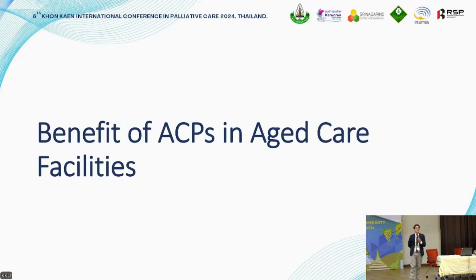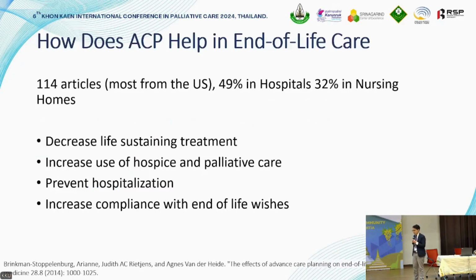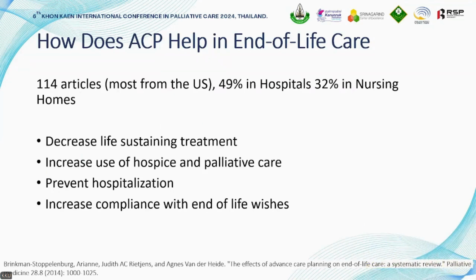Let's address the first topic, which is what's the benefit of doing advanced care planning in aged care facilities. I think Dr. Khon will be talking about this more in the next talk, so I won't be going too much into it. But in general, there are 4 benefits that literature tells us that ACP can do in taking care of somebody at the end of life. First, we reduce the need for unnecessary life-sustaining treatment. You increase the use of hospice and palliative care. You prevent hospitalization and you increase compliance with end-of-life wishes.